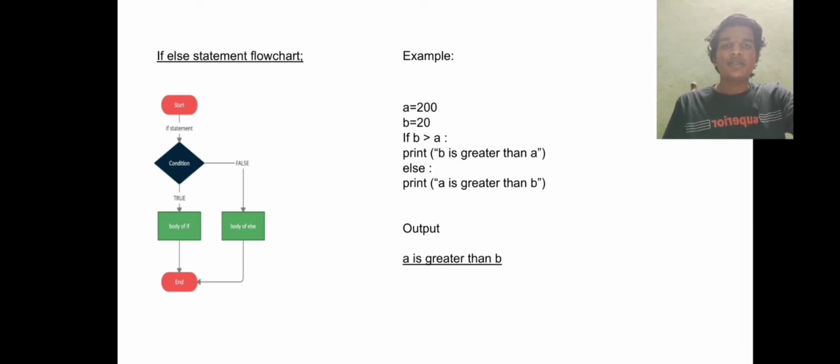If else statement flow chart. If the condition is true, then go to the body of if. If the condition is false, then go to the body of the else part. Here is an example: a is equal to 200 and b is equal to 20. If b is greater than a, print b is greater than a. Else part, print a is greater than b. Here the output of the program is a is greater than b, because a is 200, b is 20, and 200 is greater than 20.